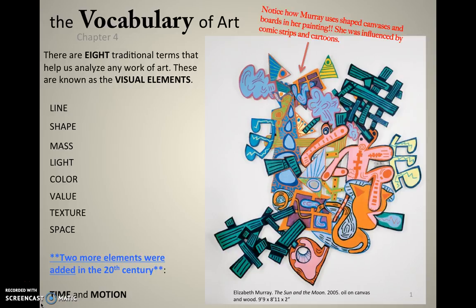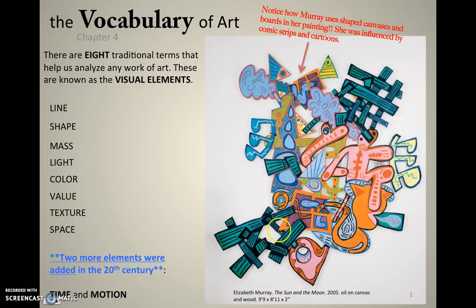This is your Chapter 4 review for the vocabulary of art. Make sure that you understand each one of these terms that are all about the visual elements: line, shape, mass, light, color, value, texture, and space. And then in the 20th century, two more things were added: time and motion. So we'll use works of art to help define each one of these terms.